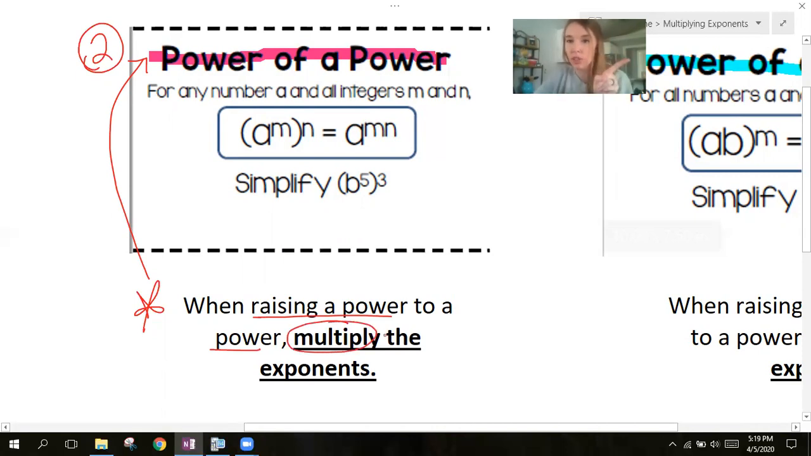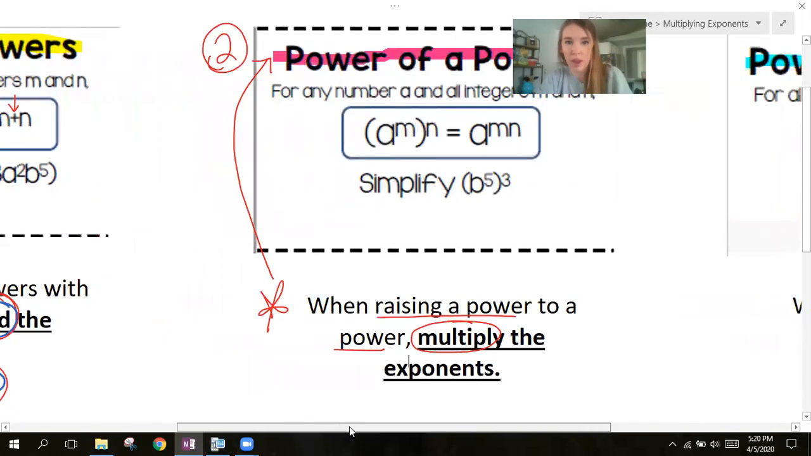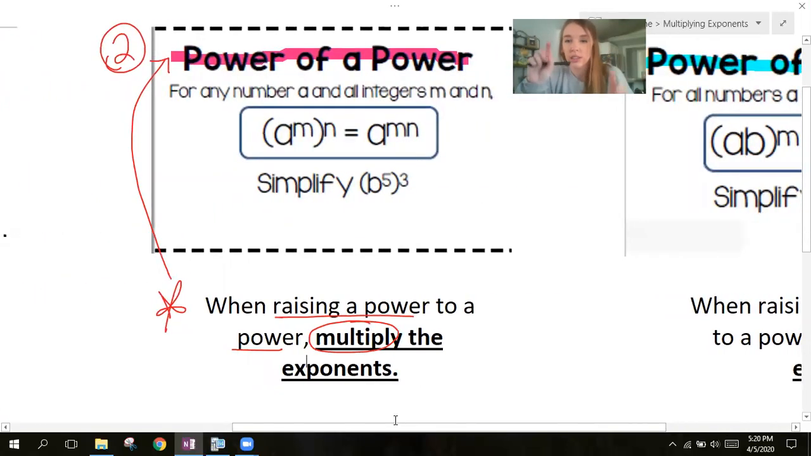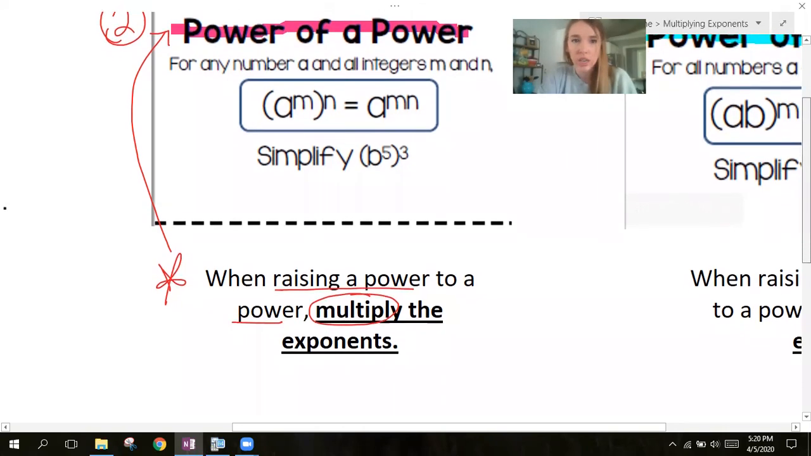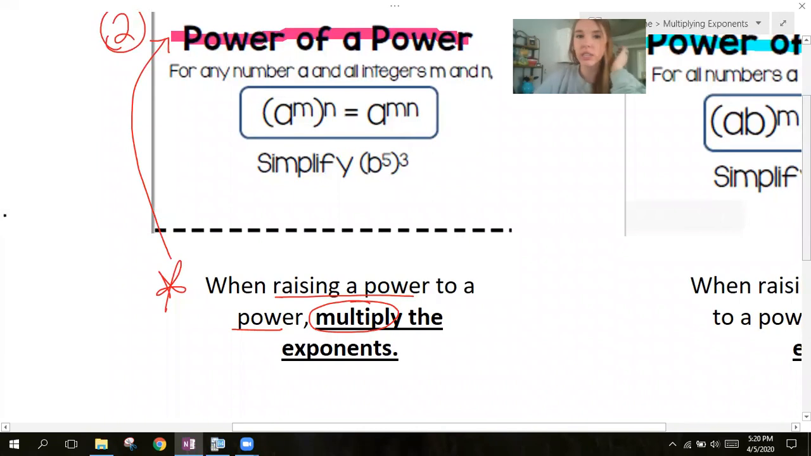So the last one we looked at, product of powers, since we were multiplying them, we added the two exponents together. And now it's a power of a power. So we're going to now multiply those together. And I'm going to show you why here in a second, why those are different. Okay, so you can see an example here.